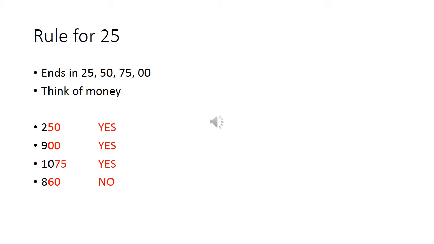250 ends in 50, yes. 900 ends in 00, yes. 1075 ends in 75. Yes. 860 ends with 60. That doesn't match the rule, so I cannot divide 860 by 25. Now we're going to get into 3, where all the rules change.